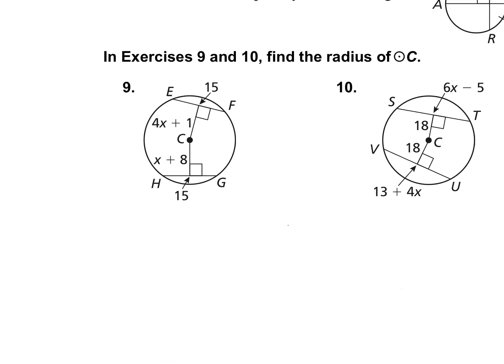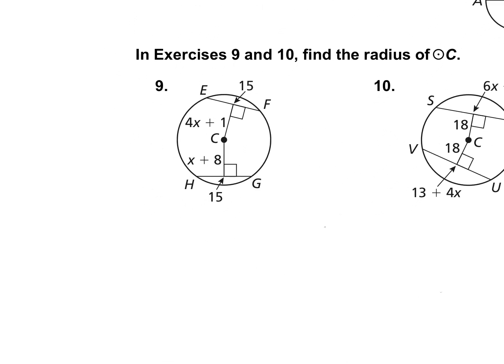Okay, so this is using our equidistant chords theorem for number 9. And because I can see that these two chords, EF and GH, both measure 15, I can tell that these chords are congruent because they both equal 15. So then that would tell me, because I have congruent chords, these chords, because I've got the right angle, these are two distances and they are congruent. They're equidistant from the center because the chords are congruent. So this would be congruent to this.